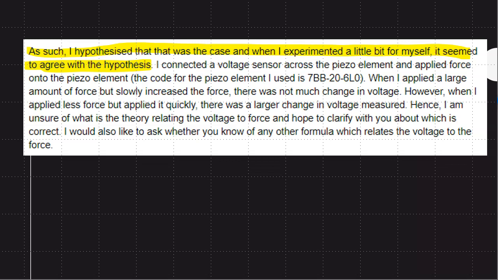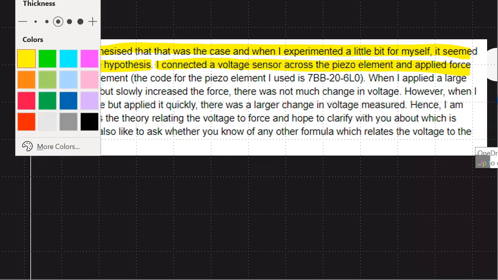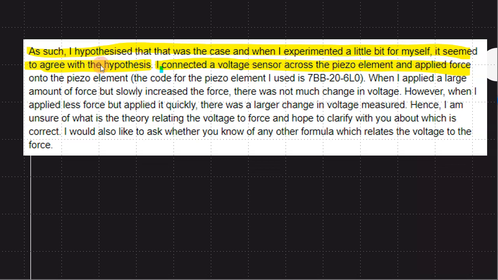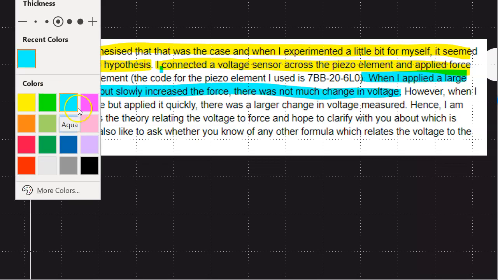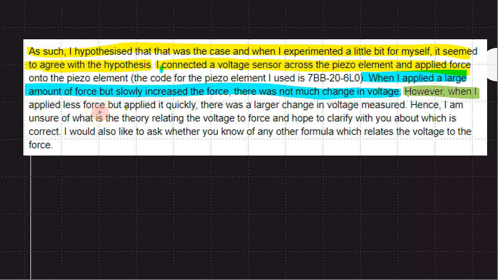So as such, I hypothesized that was the case. When I experimented for myself, it seemed to agree. And so now my position is going to be dependent on how you're doing your measurement. So I connected the voltage sensor, which is a voltmeter, I'm guessing, or multimeter, or a kind of microcontroller. I've seen that some people use microcontrollers to measure the voltage over the piezo. I wouldn't recommend that, but you've got to use what you have.